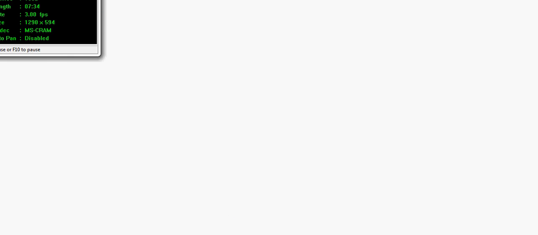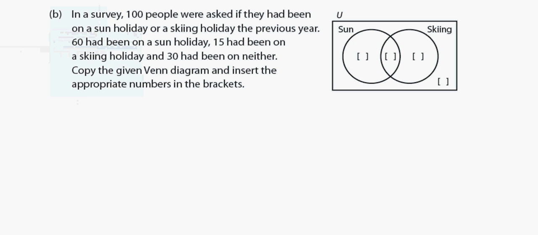Okay, let's do this. In a survey, 100 people were asked if they had been on a sun holiday or a skiing holiday in the previous year. 60 had been on a sun holiday, 15 had been on a skiing holiday, and 30 had been on neither. So that puts the 30 on the outside. Copy the Venn diagram, insert the appropriate numbers in the brackets.